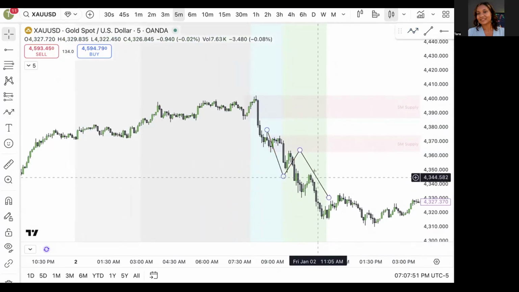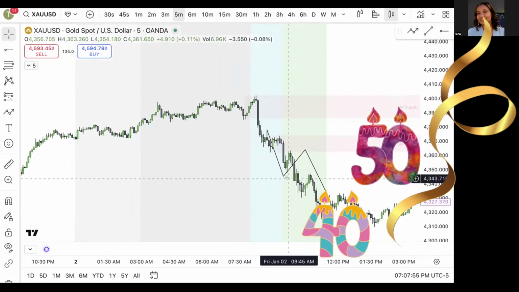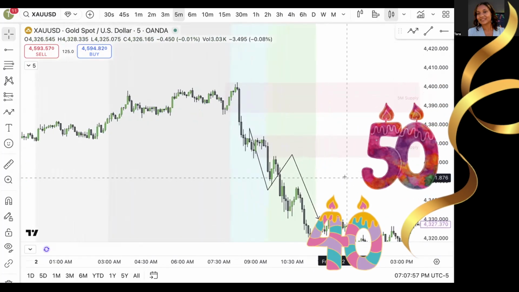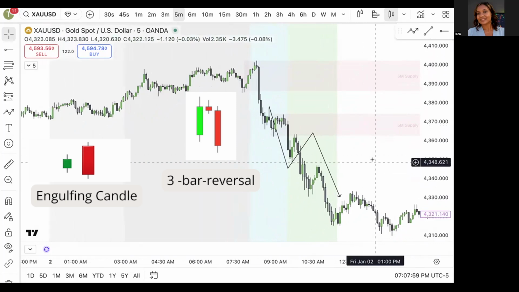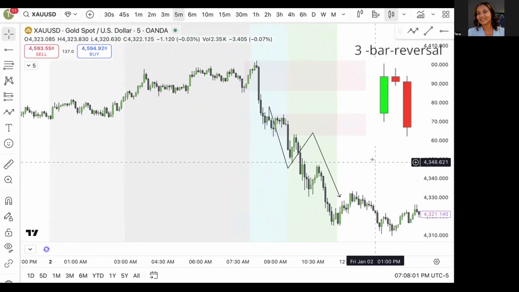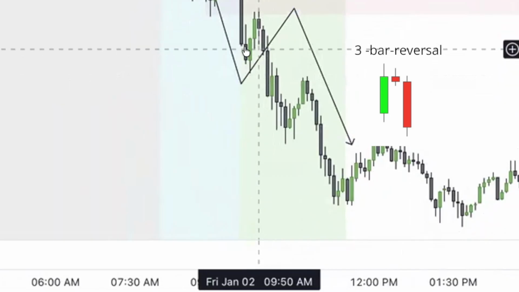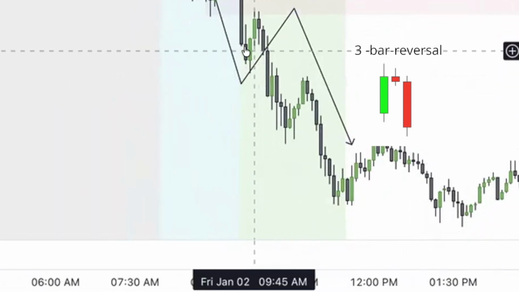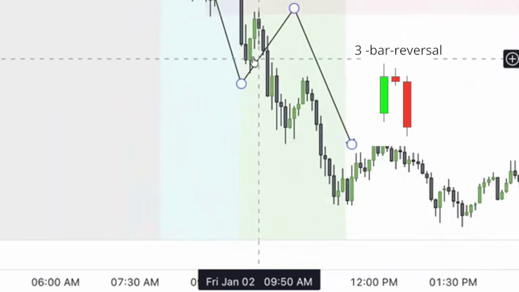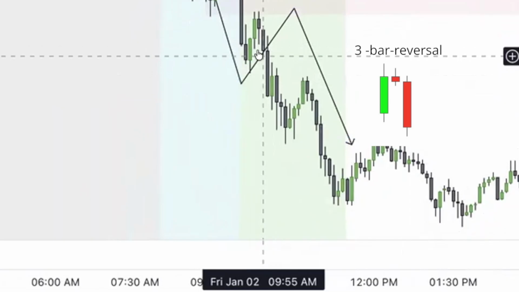Okay, when price did return, we know that we shouldn't get into the trade yet. What we're doing is waiting for our signal. We're looking for either a 3-bar reversal or an engulfing candle. And here we have a 3-bar reversal. Our first bar occurs at 9:45, our second bar occurs at 9:50, and the third bar occurs at 9:55.